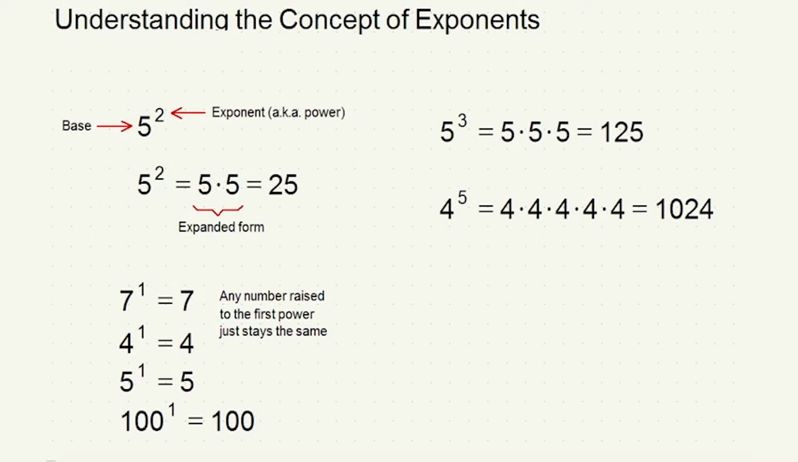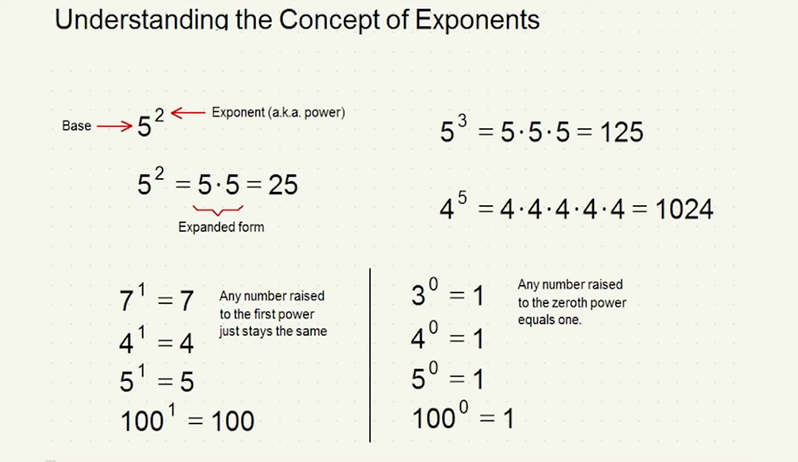Now, the second special case can be a little bit less intuitive. Take a look at this problem. 3 raised to the power of 0. What do you think that would be? Most people would just assume that anything to the 0 power is 0, but it turns out that that's actually not true. In fact, anything to the 0 power equals 1.